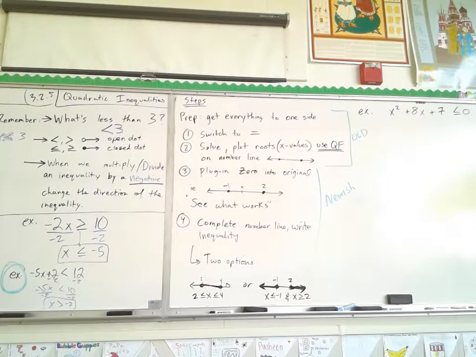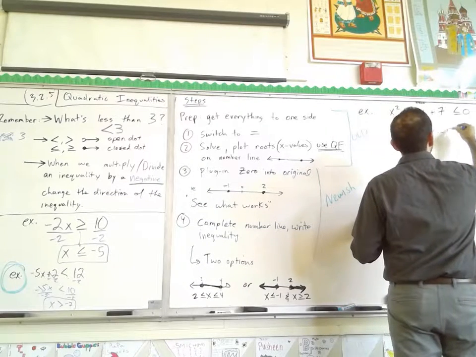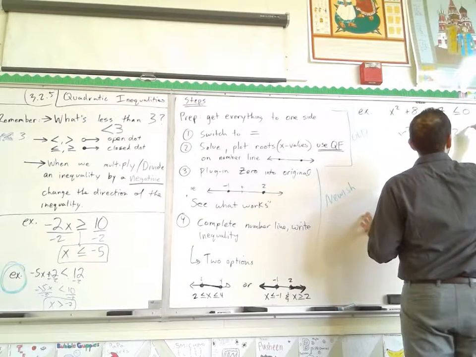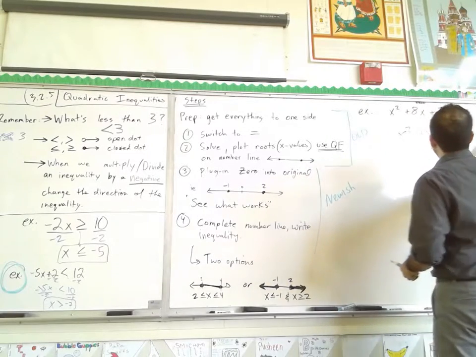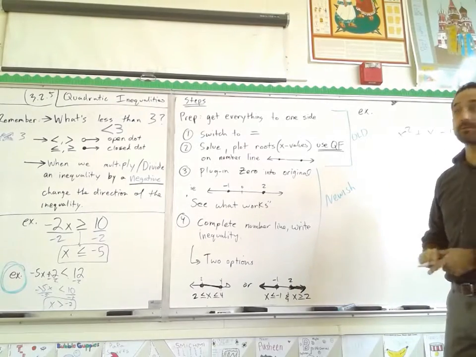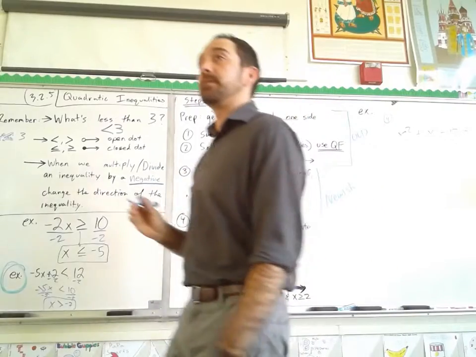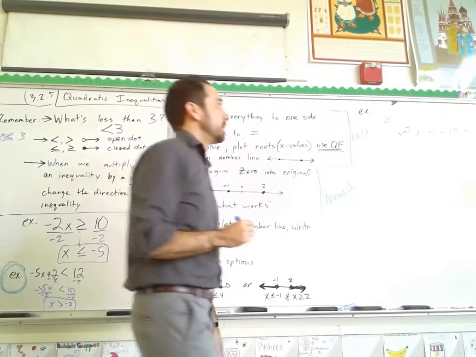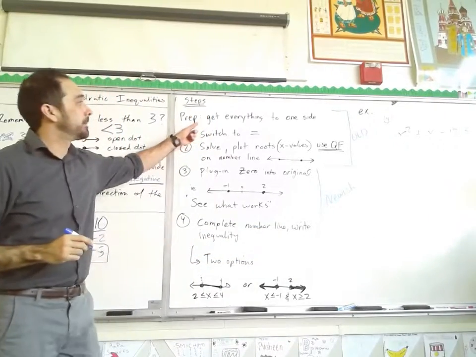All right, Amanda, can you read number 4 to me? X squared plus x minus 12 is less than 0. All right, let's go ahead and do this problem on your paper. This is classwork number 4. We're going to do this one together because of our time limits right now. So first off, prep step: get everything to one side.